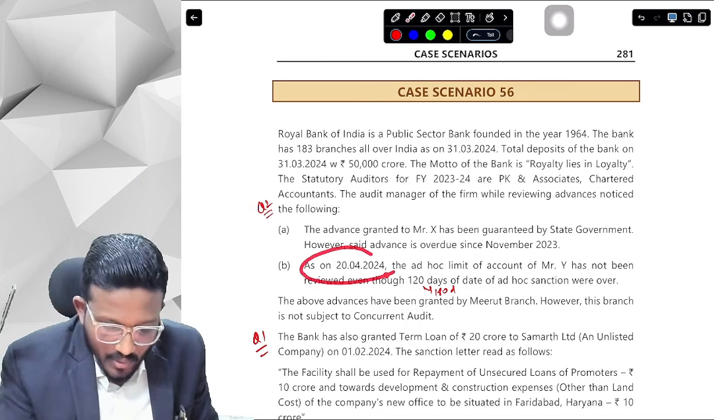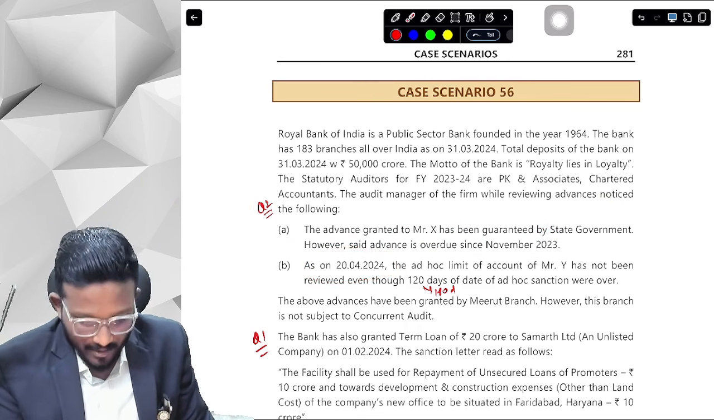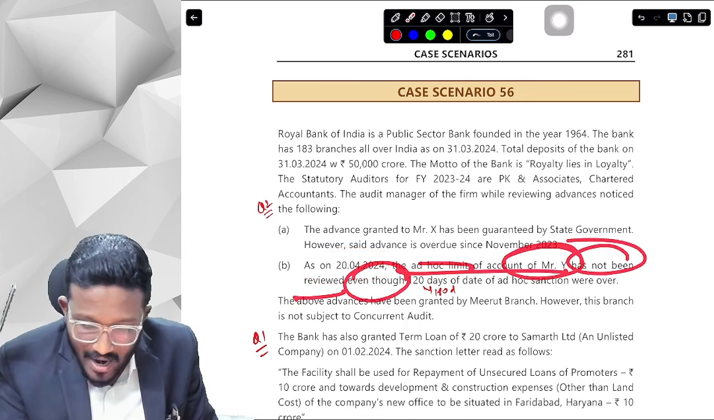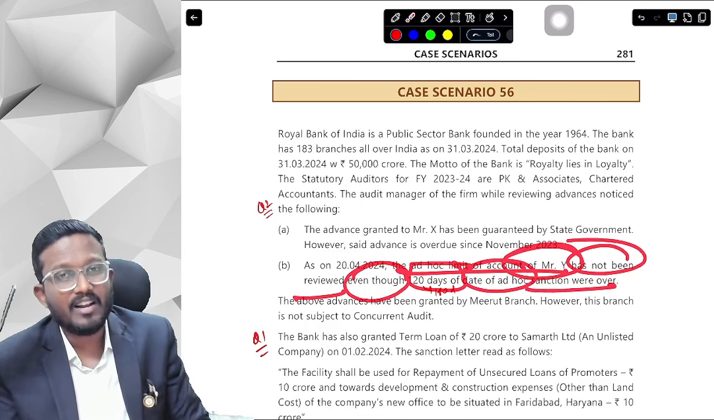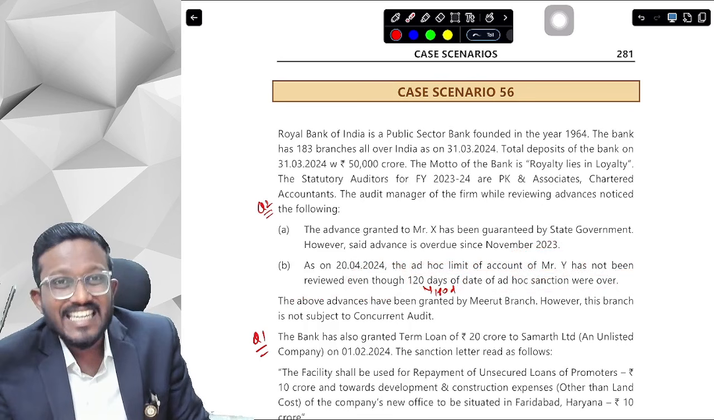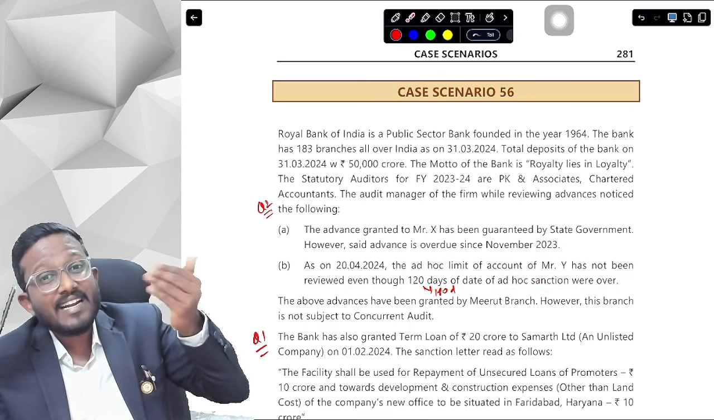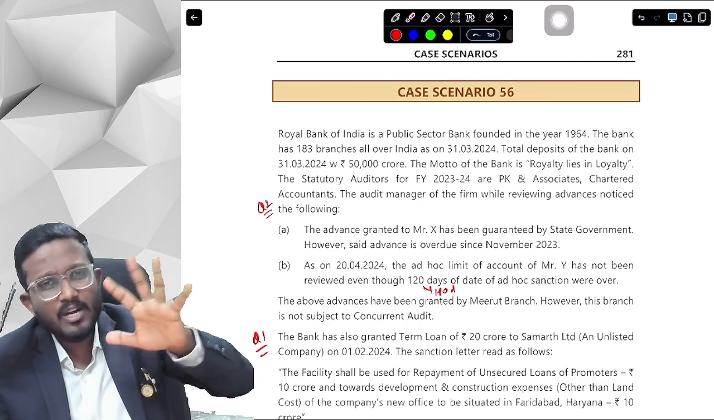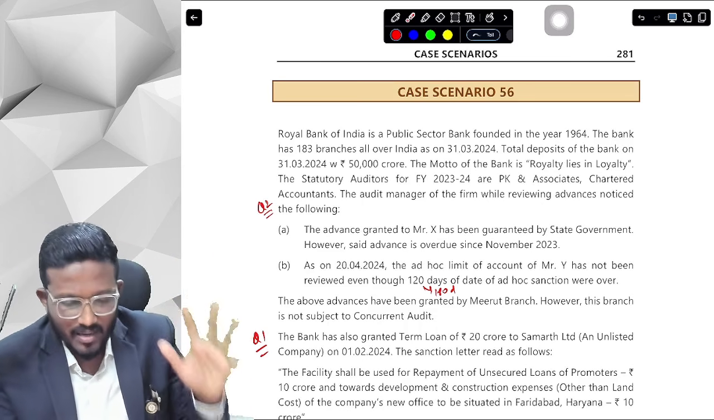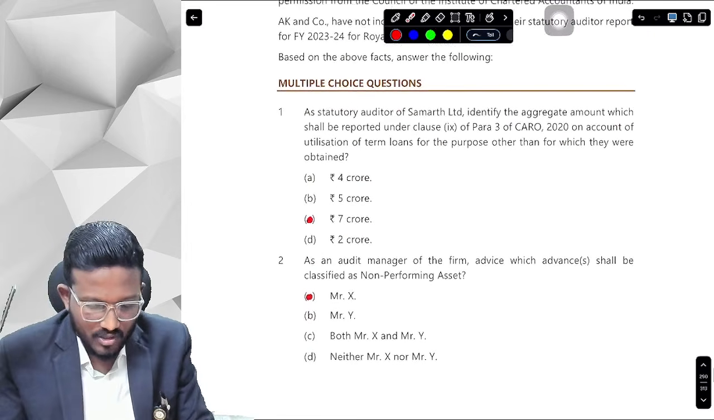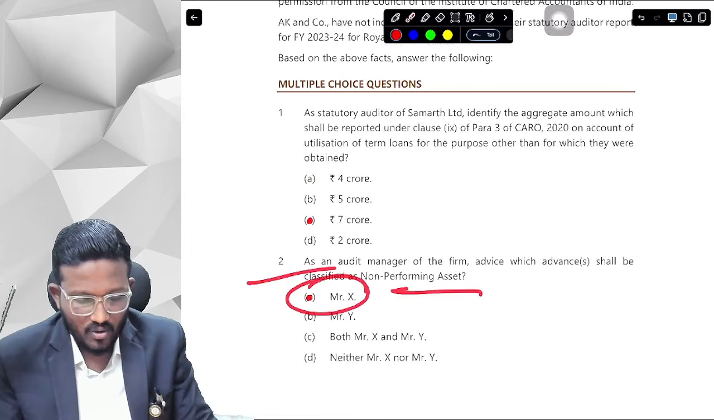Second, as on 20 April 2024, the ad hoc limit of account of Mr. Y has not been reviewed, even though 120 days from the date of ad hoc sanction were over. Do we consider 120 days or 180 days? Beyond 180 days after the ad hoc sanction limit got over, we can consider it as NPA. Here only 120 days are over, so we will not consider it as NPA. So Mr. X will be NPA, Mr. Y will not be NPA. Okay, yes sir.